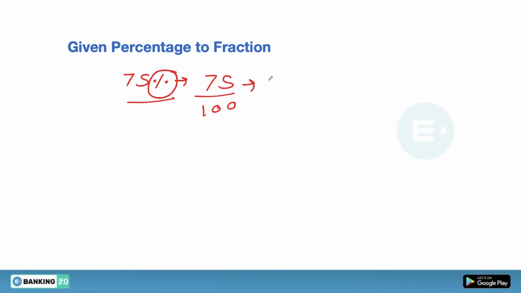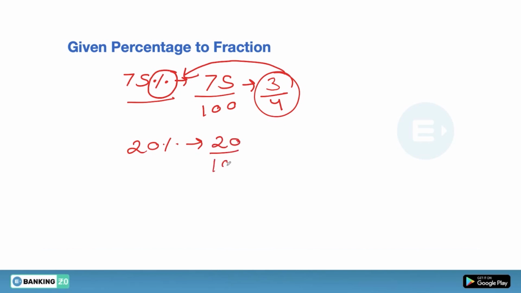Fine. So if I say that 3 by 4 is a fraction, what will be its percentage? Its percentage would be 75. Similarly, let's take one more example. If someone asks what is 20%, how can you write it as a fraction? I clearly know that I can divide it by 100, and by dividing it by 100 I can directly say that its fraction value is 1 by 5.